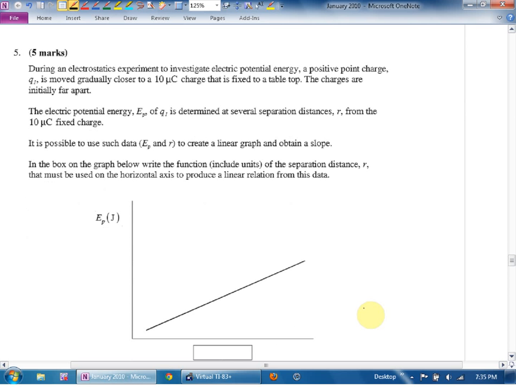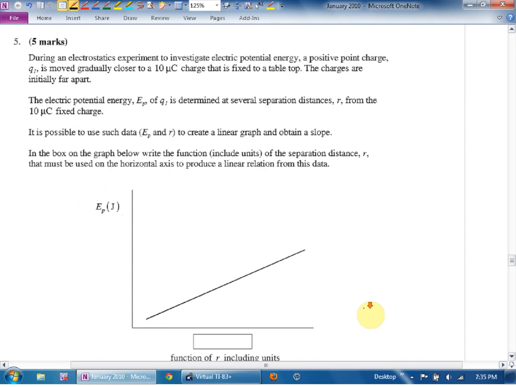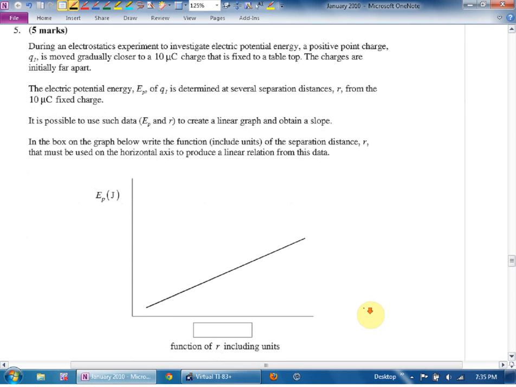Here's our graphing type question. During an electrostatics experiment to investigate electric potential energy, okay, right away I would be saying we had this PE equals KQ1Q2 over R, and we also had PE equals Q times voltage, thinking those. A positive point charge, Q1, is moved gradually closer to a 10 microcoulomb charge that is fixed to the tabletop. The electric potential is determined at several distances, and they graph it.